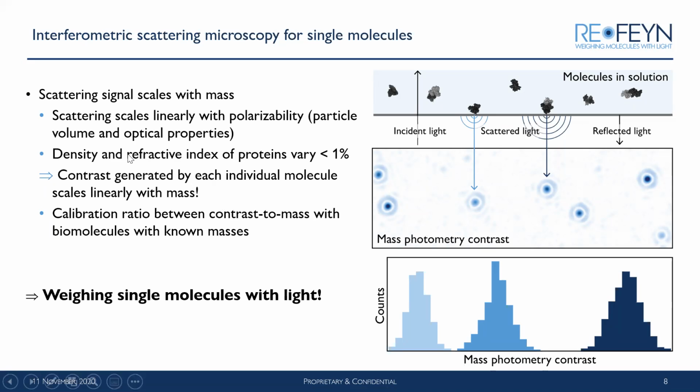And this is again something that I said before. The scattering scales linearly with the particle's volume and optical properties. And if we assume the refractive index of various proteins and their density vary by less than 1%, we can say that the contrast generated by each molecule should scale linearly with mass. And all you need is the calibration with known masses to correlate between the contrast and the mass. So what we do again is weighing single molecules with light.